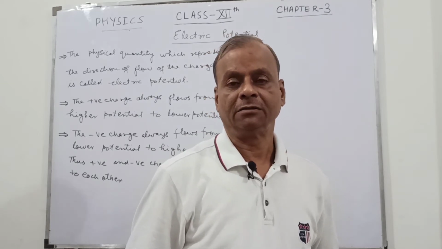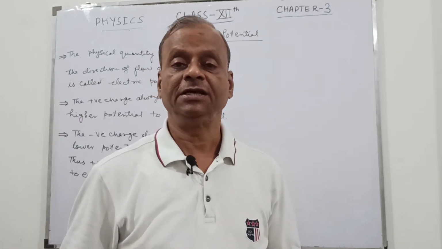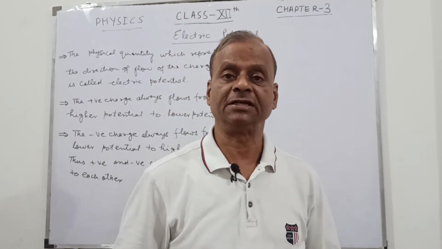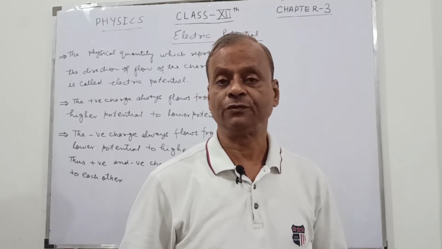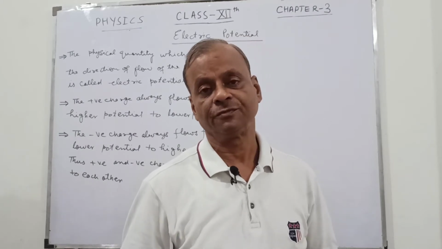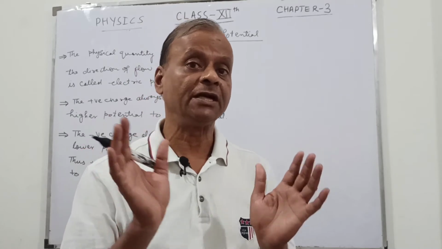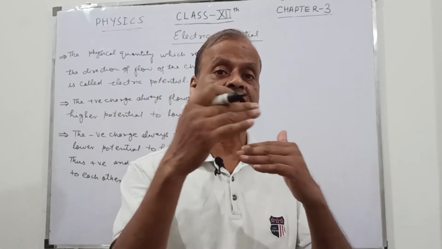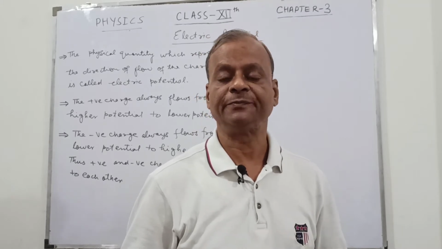Similarly, electric potential always represents the direction of the flow of the charge. The positive charge always flows from higher potential to lower potential, and negative charge flows from lower potential to higher potential. So the positive and negative charge flow in opposite directions to each other. So I am giving you some examples of this.